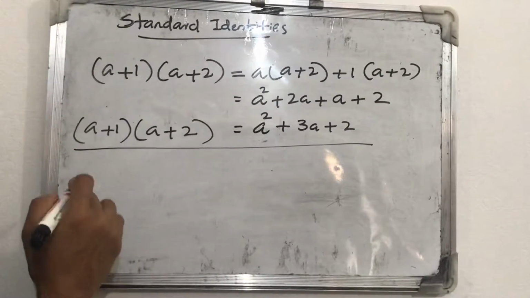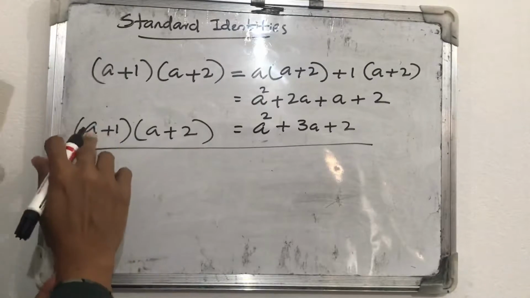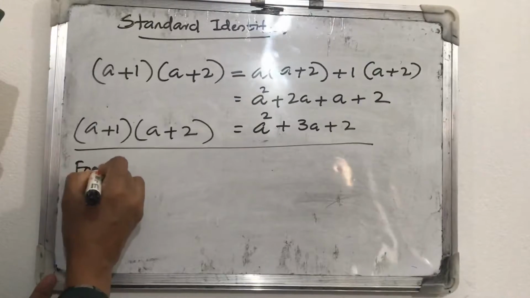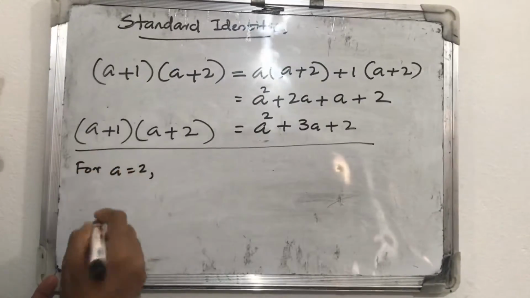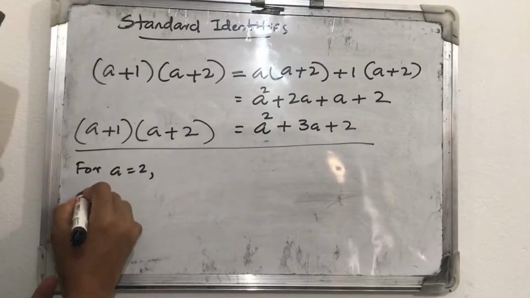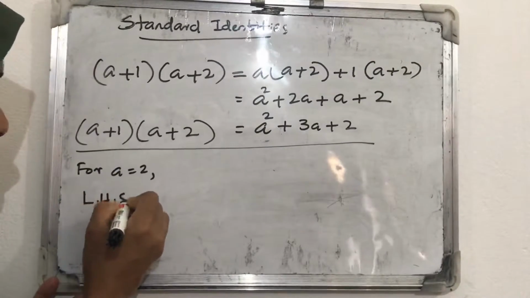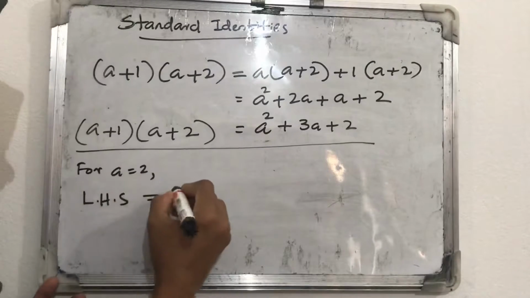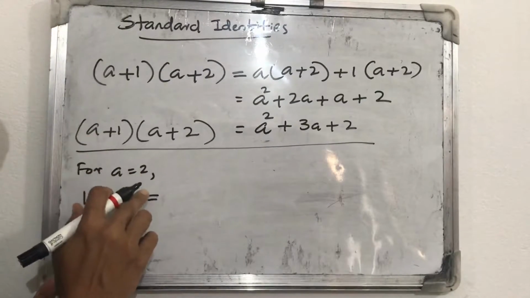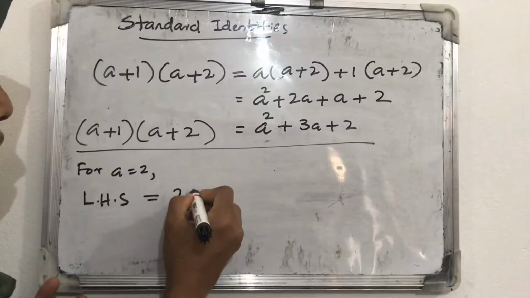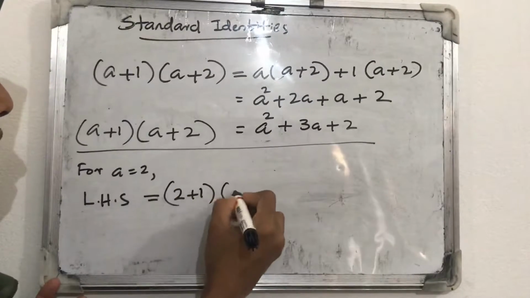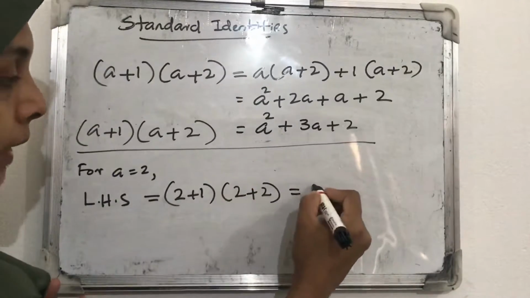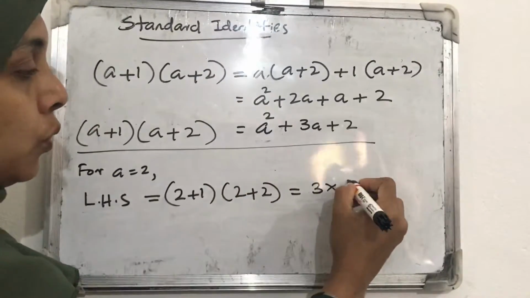Okay, so consider a is equal to 2. What will happen? For the value a is equal to 2, what will be the left hand side? First we can find the left hand side, LHS. We can shortly write it as LHS. LHS will be equal to, instead of a we give 2, that means (2 + 1)(2 + 2). That will be equal to 2 + 1 = 3, into 2 + 2 = 4.